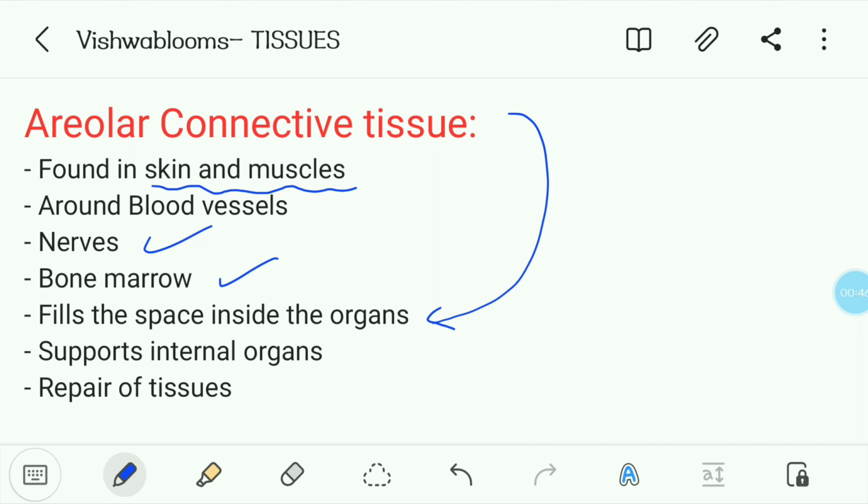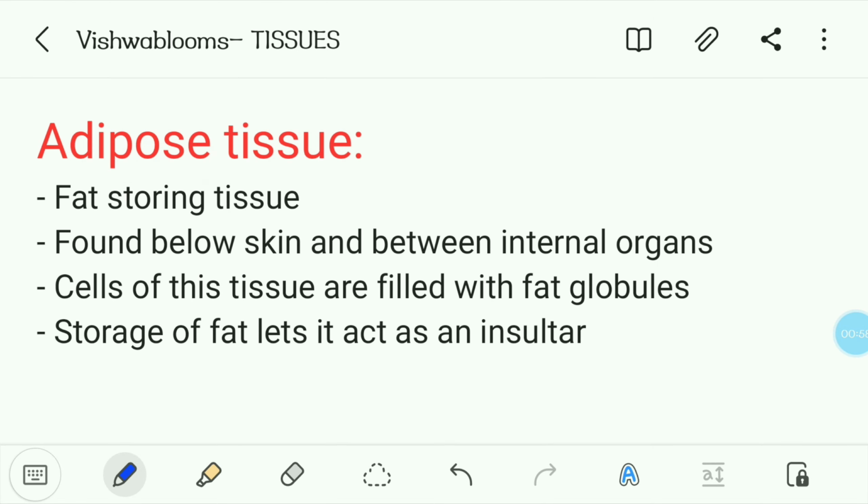It is also very helpful in the repair of tissues. Repair is also a part of its function. So this is the point for areolar connective tissue. Now adipose tissue. Adipose connective tissue is the fat storing tissue.